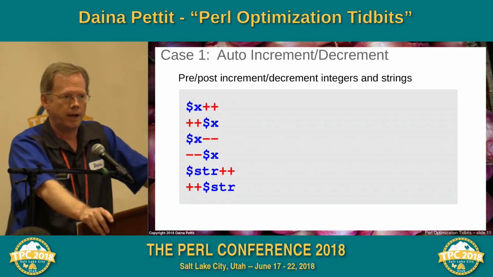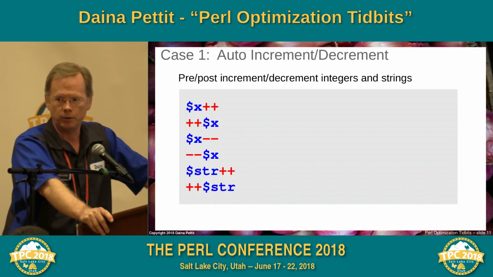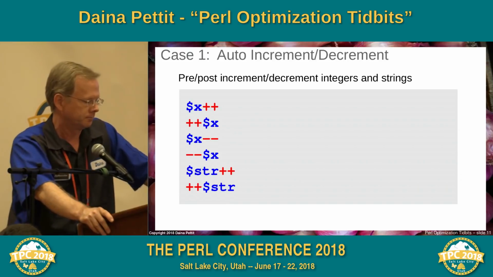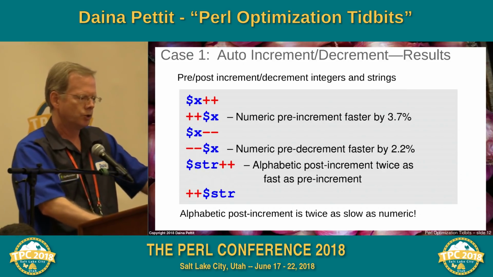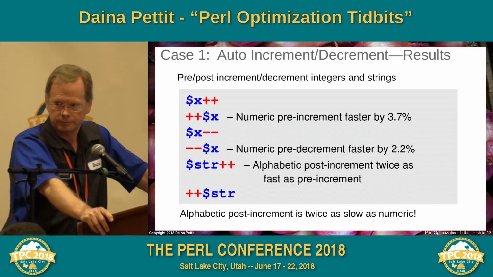But it can, if you have a G and you want to turn it into an H, you can actually do a plus plus on it and it'll turn it into an H. So there is some use for that, some call for that, but not a lot. So what we came up with is that the pre-increment is actually slightly faster.